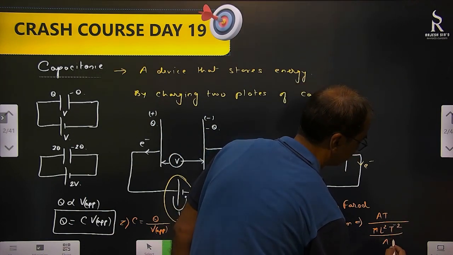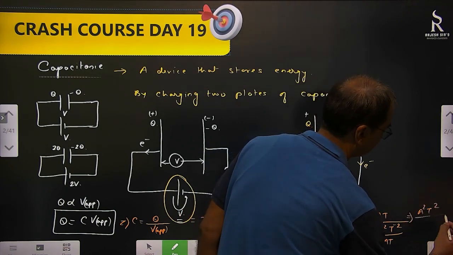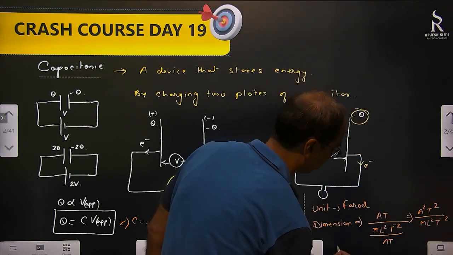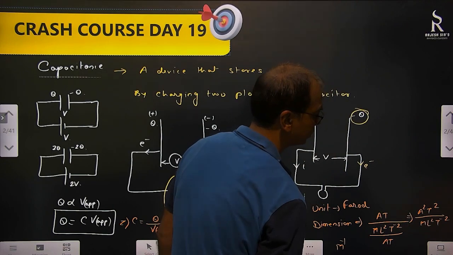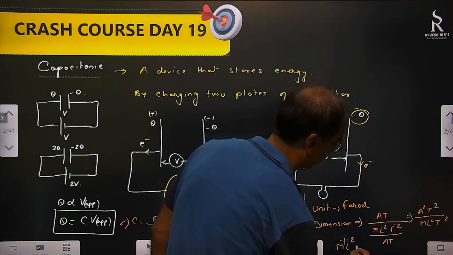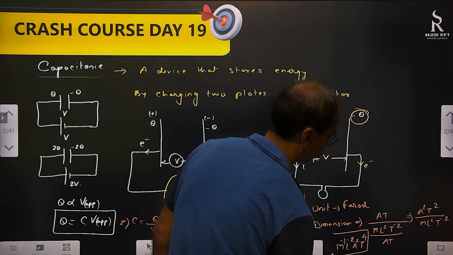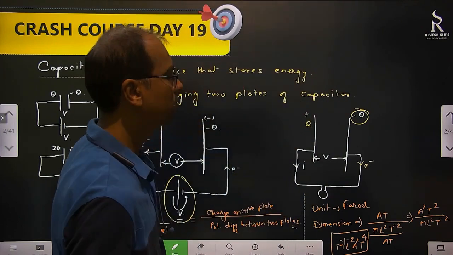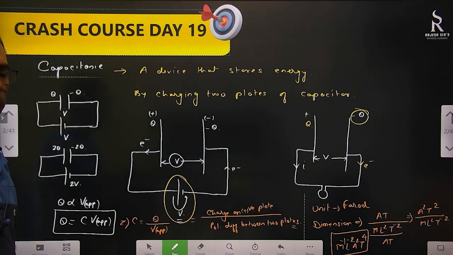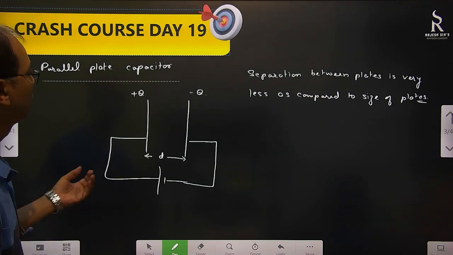Joule per coulomb means M L square T to the power minus 2, that is joule, divided by coulomb, that is AT. So what we got? A square T square by M L square T to the power minus 2. So finally the dimensions are M to the power minus 1, L to the power minus 2, A square T to the power 4. That is the dimension of capacitance.